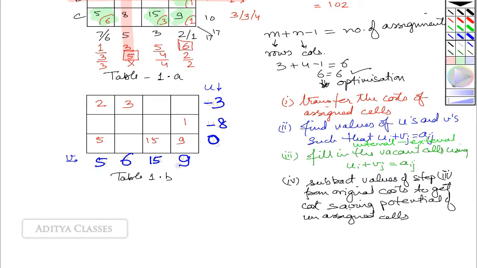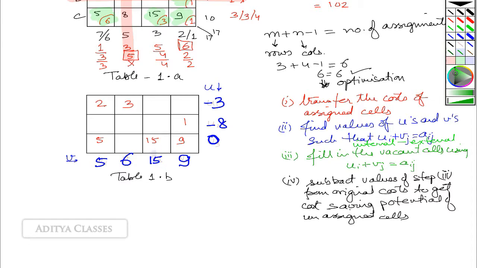Now you have all u1, u2, u3, v1, v2, v3 values. So we are through with finding values of u's and v's such that ui plus vj is equal to aij. Third step is fill in the vacant cells using this same formula. Right now I was finding out UVs. Now I will be finding out AIJs. Let us go ahead and find AIJs using the same formula.